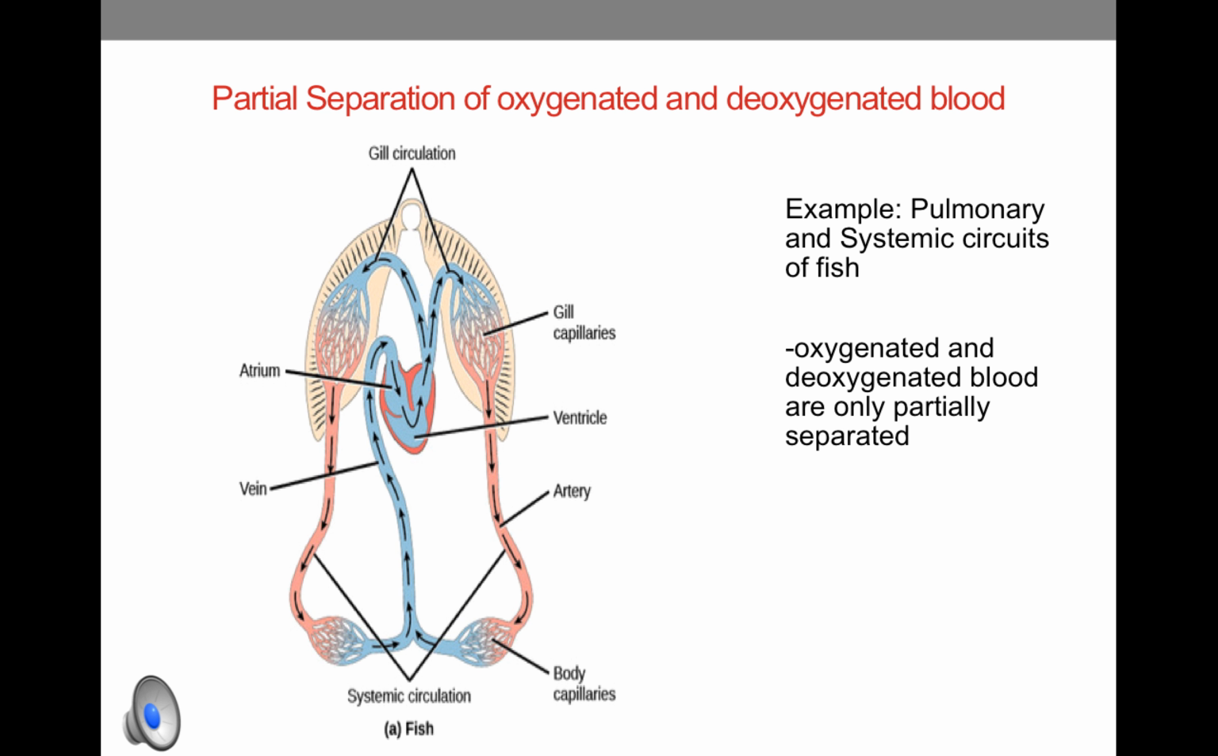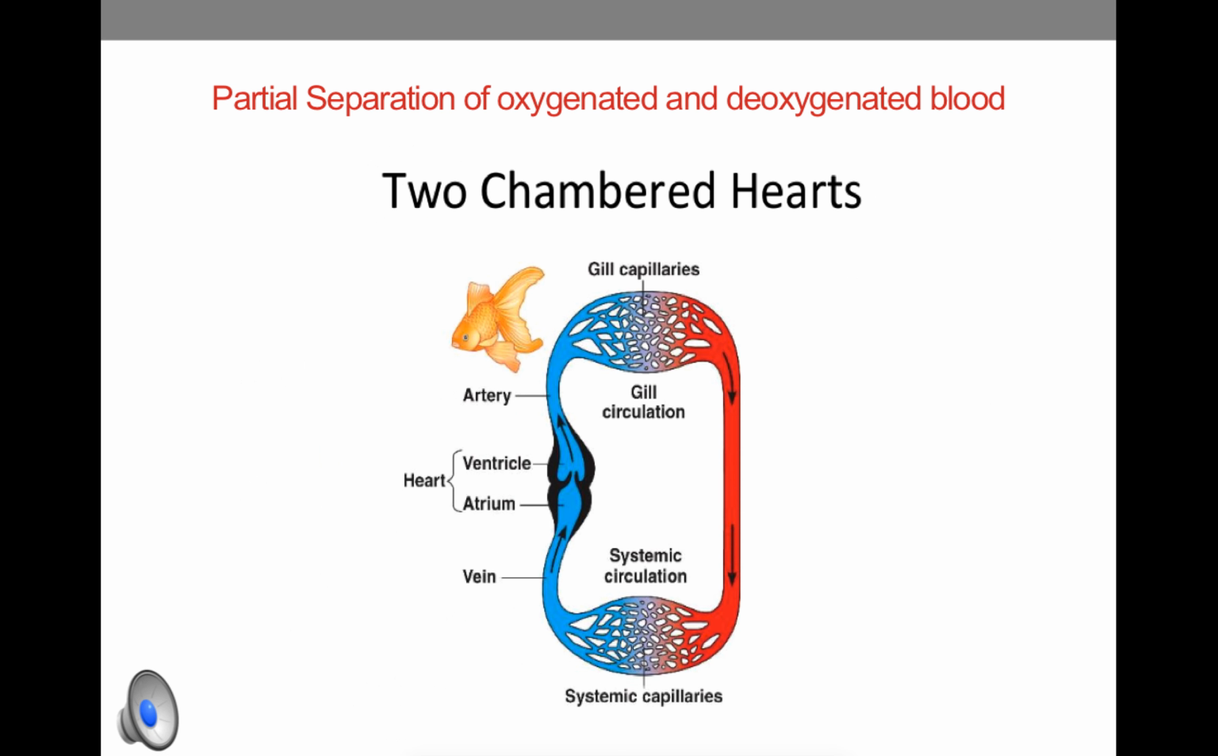being removed. This photo shows an example of pulmonary and systemic circuits in fish. In the photo, oxygenated and deoxygenated blood are only partially separated. Partial separation between oxygenated and deoxygenated blood evolved as a means to supplement oxygen intake. For example, in fish that are in oxygen-depleted water, oxygen intake can be supported by gulping air.